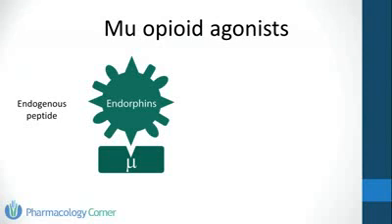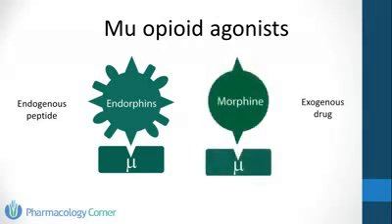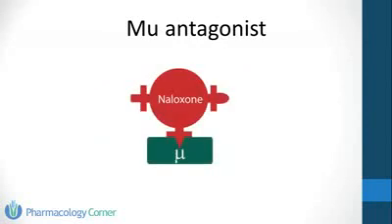It has the highest affinity for mu receptors and lower for delta and kappa. The second is an exogenous drug. The drug is morphine and it has greater affinity for mu receptors than for kappa and delta. Naloxone is a drug in clinical use that acts as an antagonist of mu receptors. Please note that the naloxone icon makes almost a perfect match with the mu receptor. This illustrates the high affinity for the receptor.